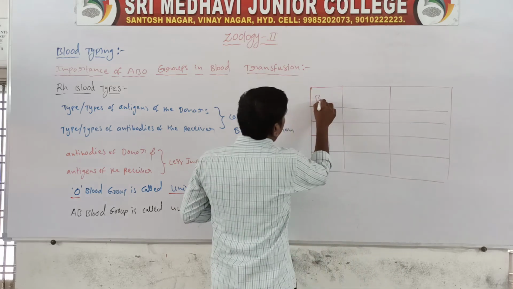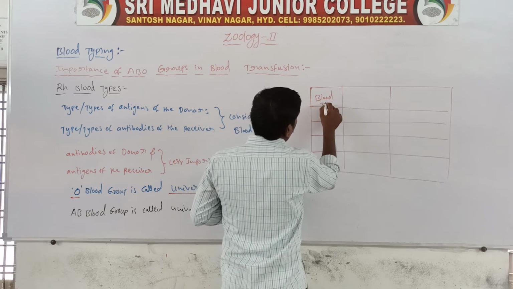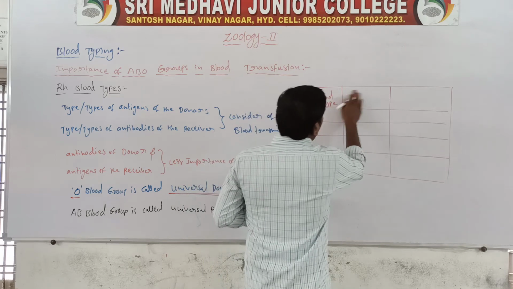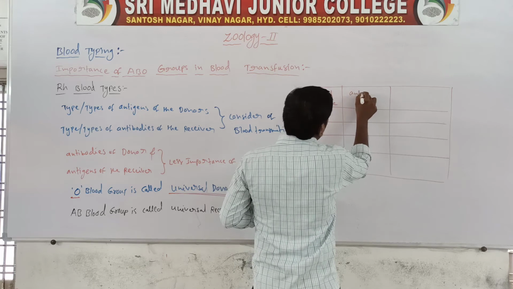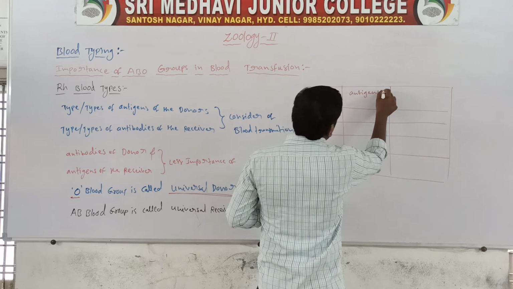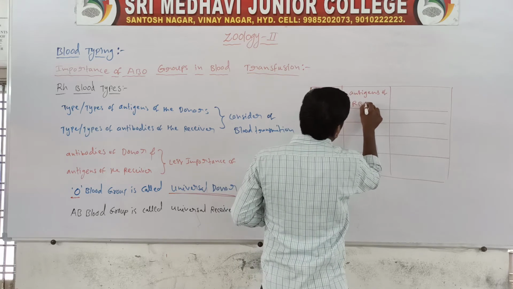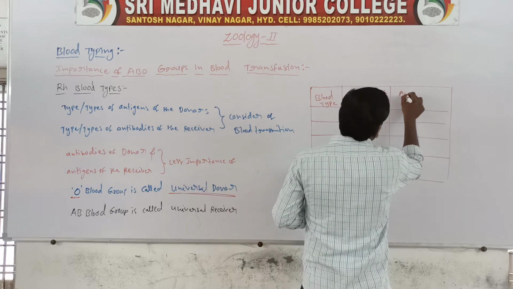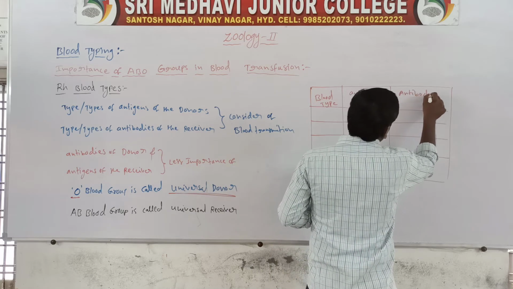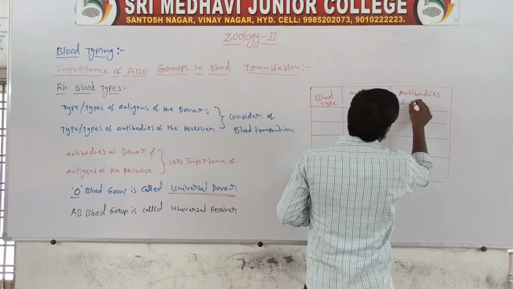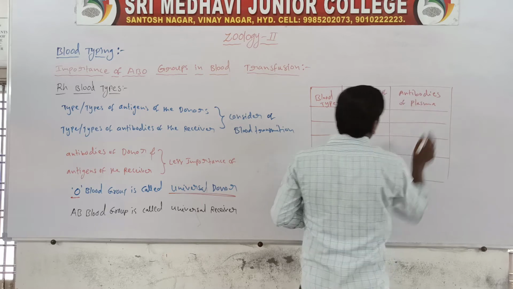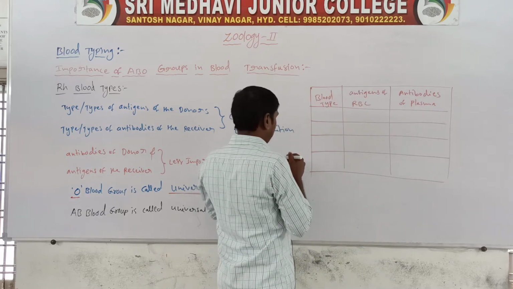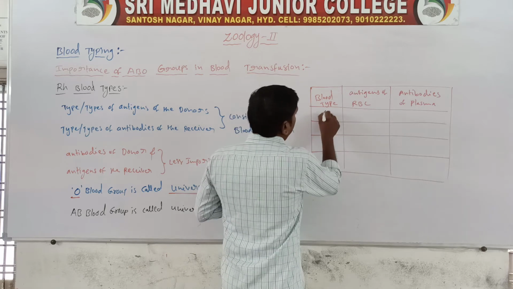So these are the blood types: antigens on RBC and antibodies in plasma. First, the A blood group type.